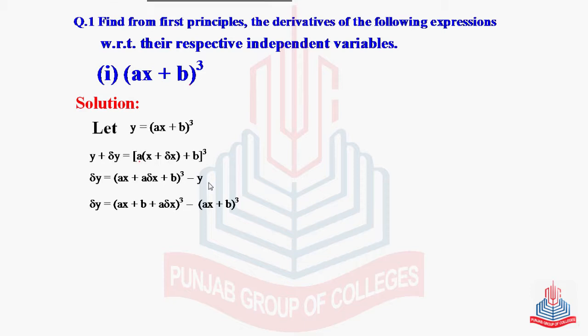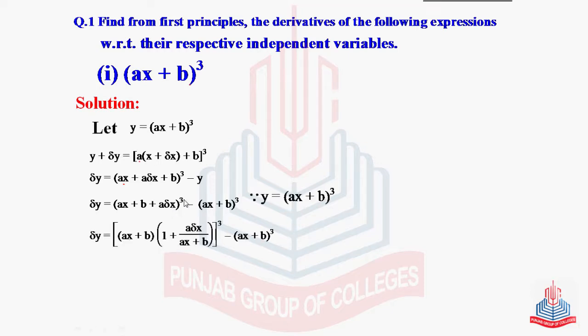Put the value of y, which is (ax + b)^3, and rewrite this expression in the form of (ax + b + a delta x). As we already discussed in exercise 2.1, we have to write the delta x term separately and the expression without delta x separately. So that can be written as ax + b and the term which contains delta x, which is a delta x.